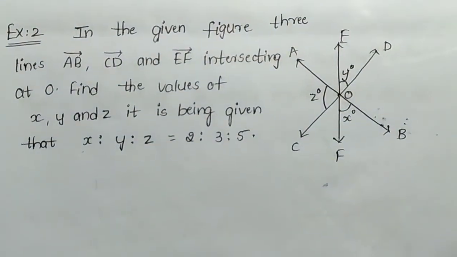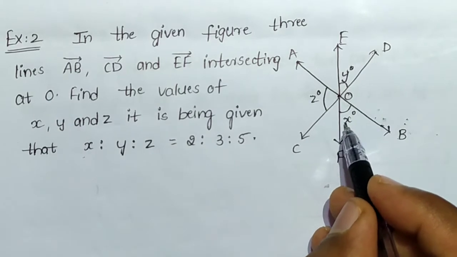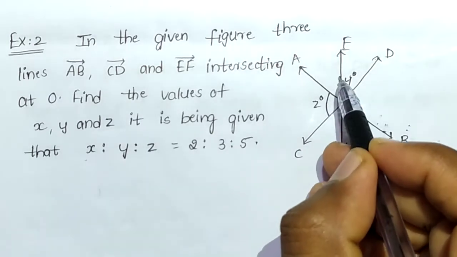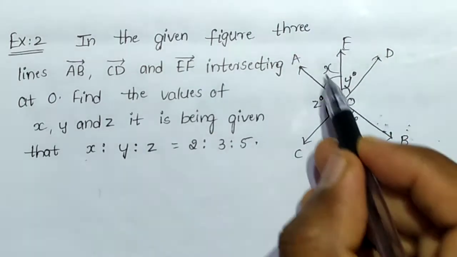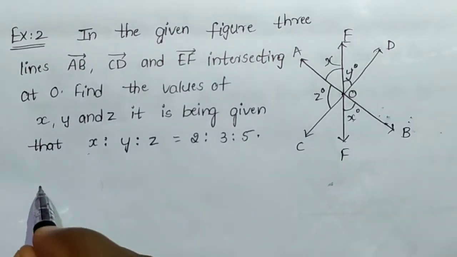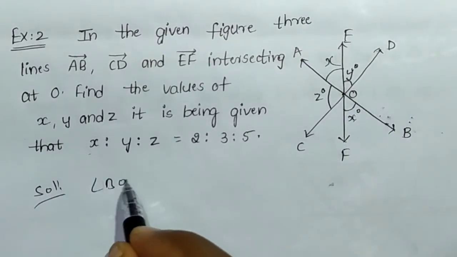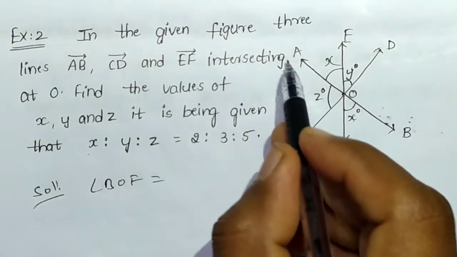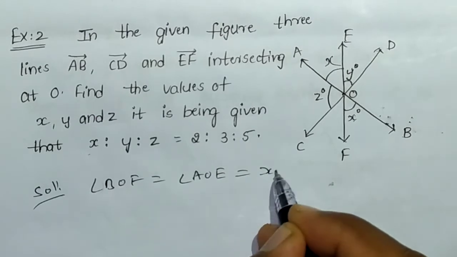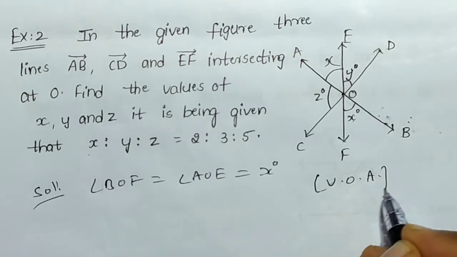Observe carefully. First of all, angle BOF is X. Its vertically opposite angle is angle AOE. It is X, which means it is also X, because vertically opposite angles are equal. We know the theorem very well. Angle BOF is equal to angle AOE is equal to X degrees, because they are vertically opposite angles.